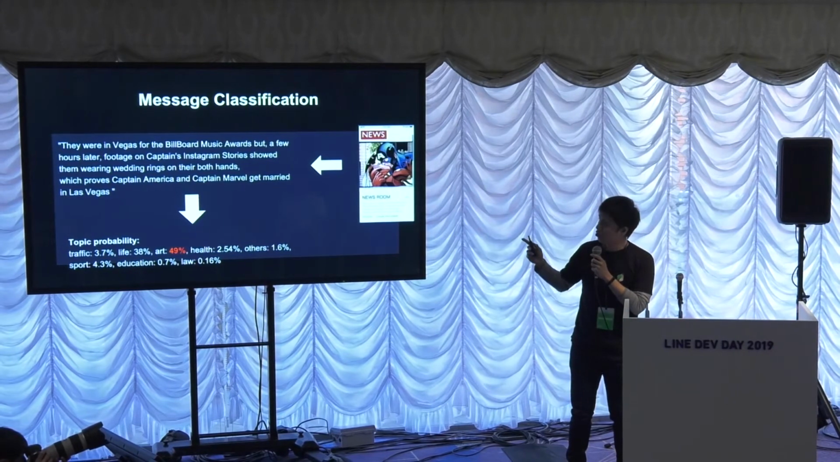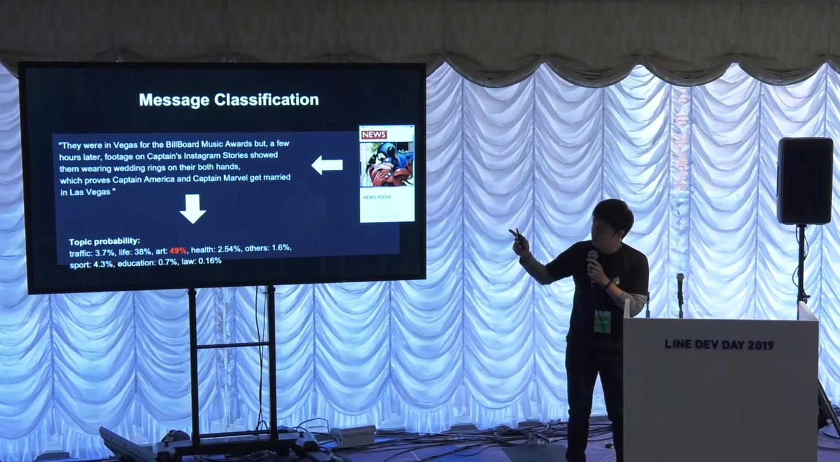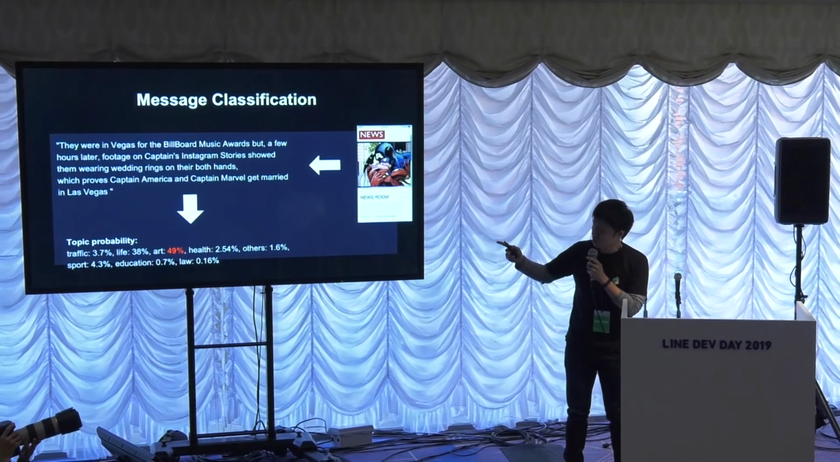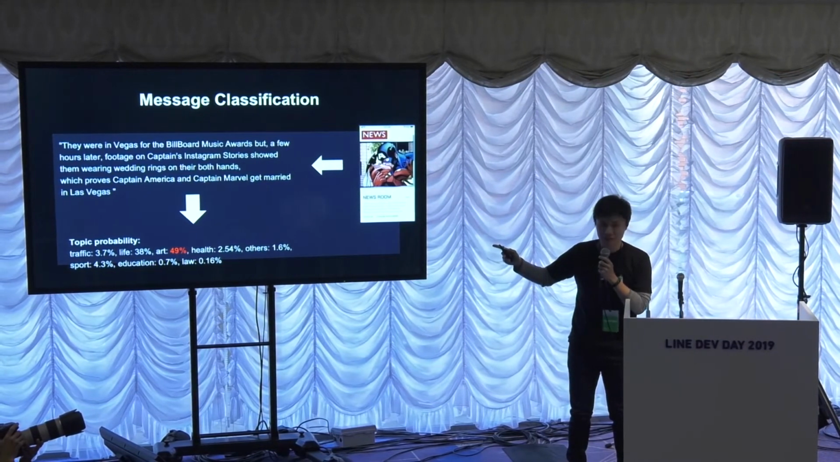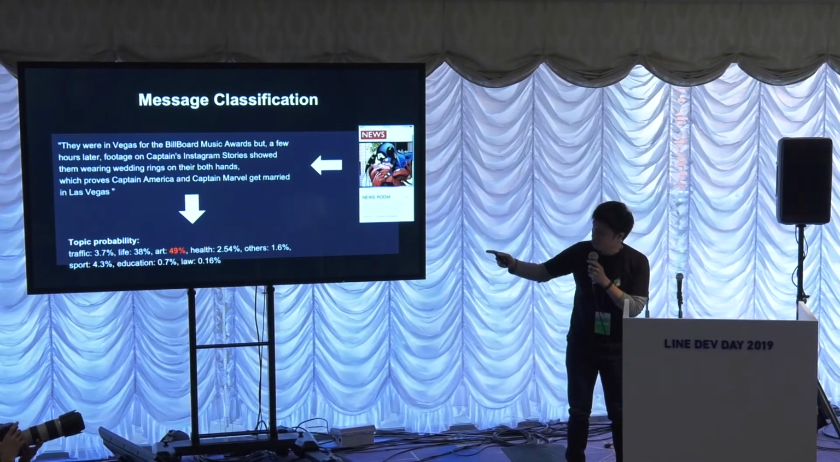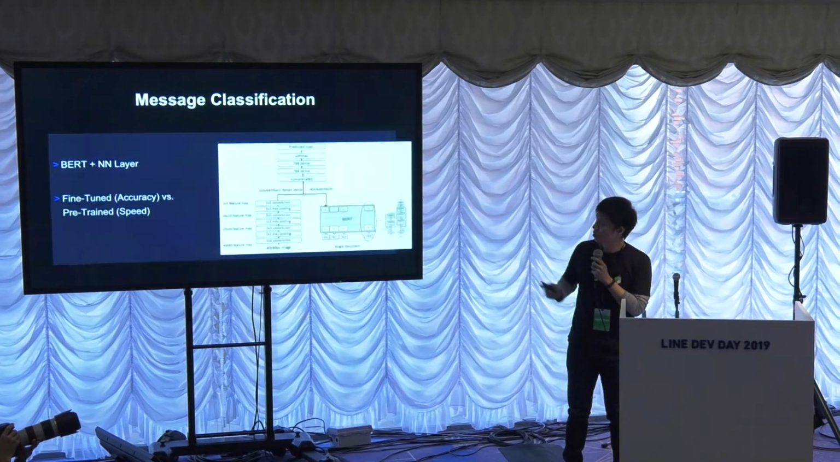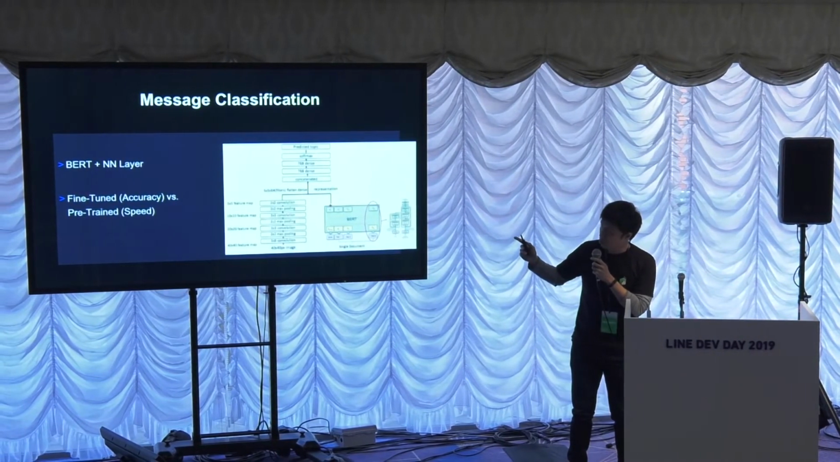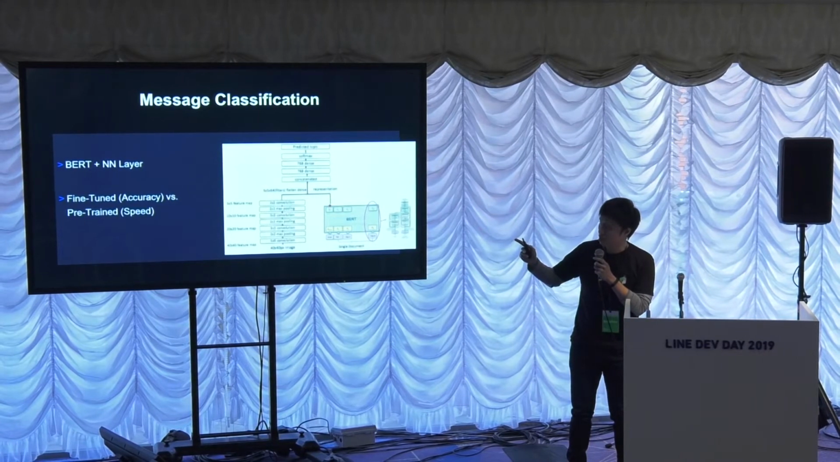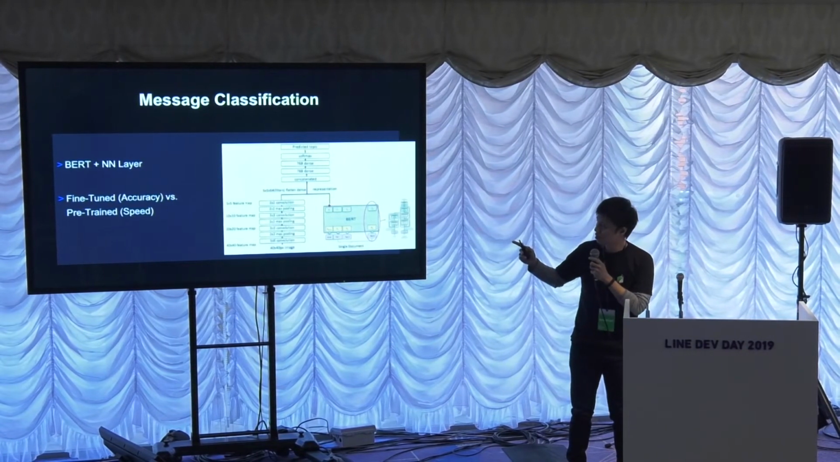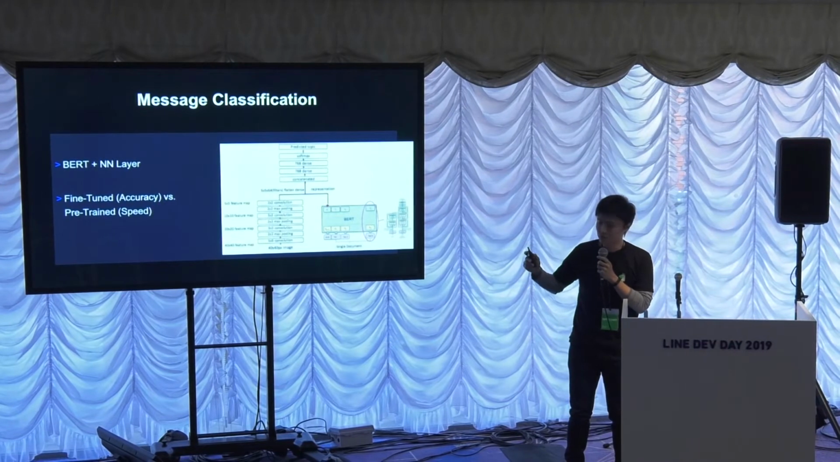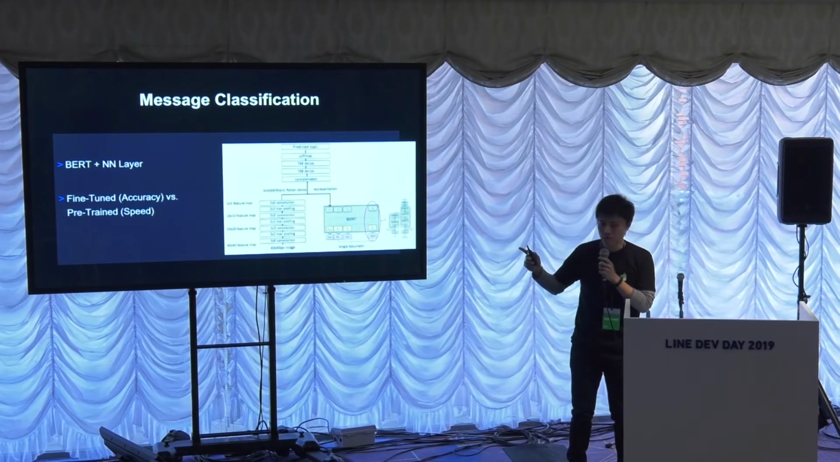And for classification, when a user queries a message like this, again, this is the Captain America example, it will classify the topic probability, for example, art at 49%, which is the highest one. And for example, sport has a lower probability. So we can choose the highest one as its main topic. And from a model point of view, we still leverage BERT plus an additional network layer. And we also train a fine-tuned model for accuracy and a pre-trained model for speed.